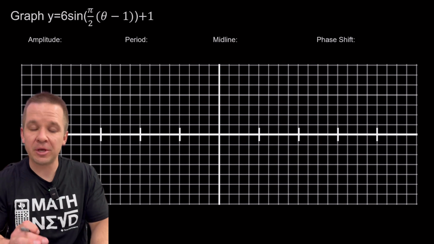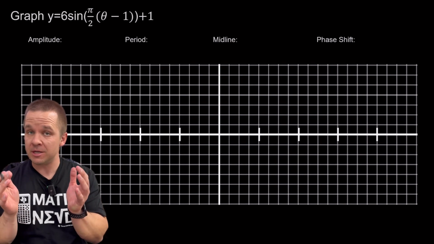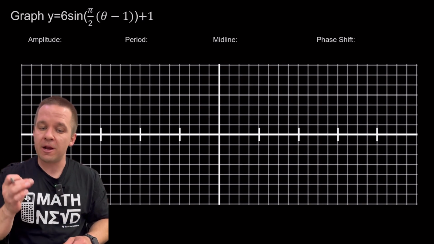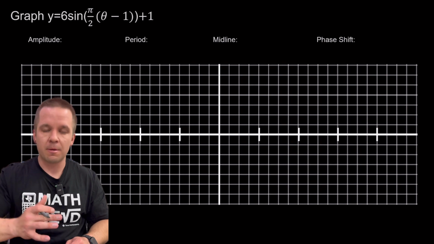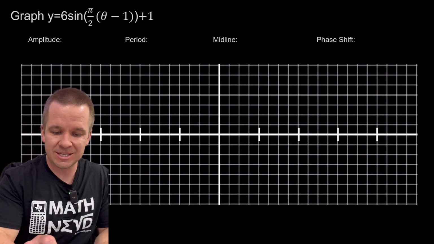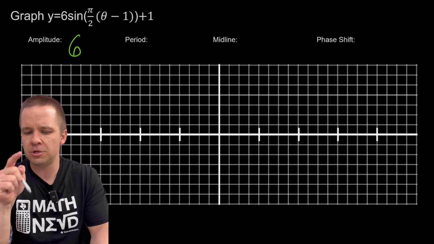All right, so we got our second example here, y equals 6 sine of pi over 2, in parentheses, theta minus 1, and then close, plus 1. It's already factored for us, which is nice because we can see our phase shift. All right, so what's my amplitude here? It's 6. How about my period? Interesting. We have pi over 2 here.